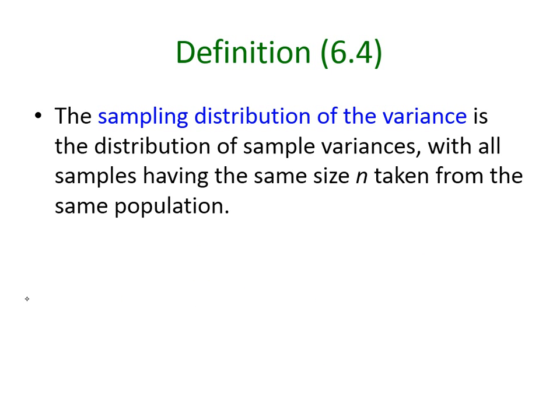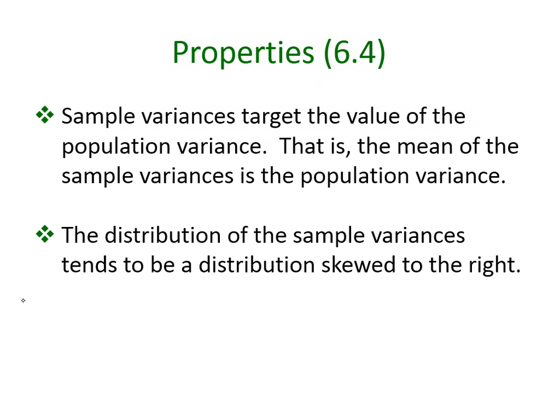So the sampling distribution of the variances is the distribution of sample variances with all samples having the same size n taken from the same population. The sample variances should and will, on Monday, target the value of the population variance. That is, the mean of the sample variances is the population variance. The distribution of the sample variances tends to be skewed to the right. I'm going to wait until Monday to look at that one, once we get things figured out. It should be skewed to the right, which means our tail should be heading towards the right, which is also backwards to what we've got going.